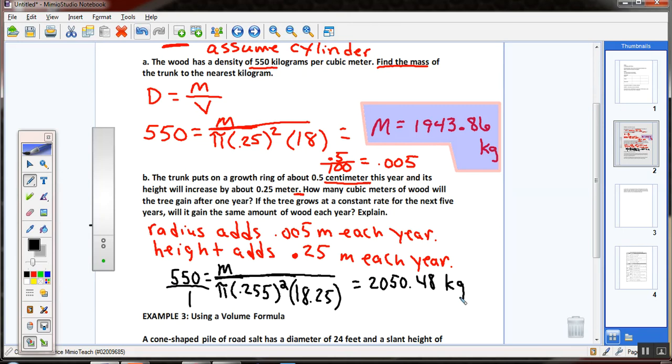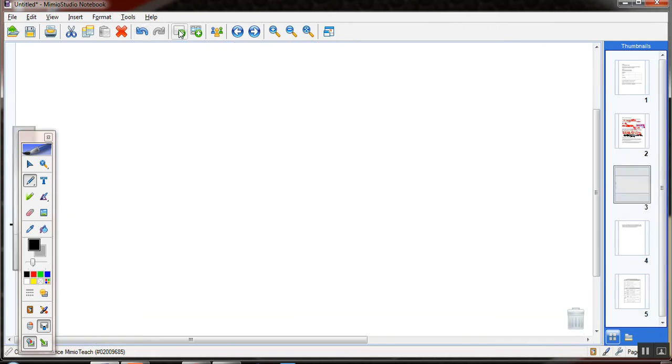And we'll see if we gain another 106 kilograms. So you don't need to write this part down, but my density is going to equal the mass over the volume. We want to find the mass again for the second year. What was the density going to stay at constantly again, kids? How many kilograms per cubic meter? 550.